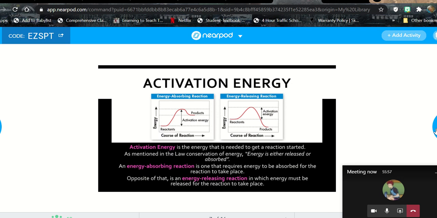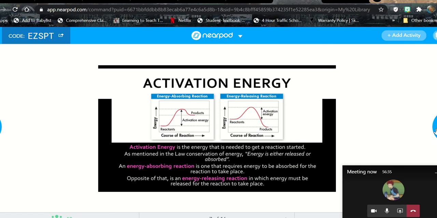As we mentioned in the law of conservation of energy, energy is either released or absorbed, right? So looking at these two charts, one of them is an example of an energy absorbing reaction, and the other side is an example of an energy releasing reaction. For example, the first one, an energy absorbing reaction, is one that requires energy to be absorbed for the reaction to take place. Before the reaction even happens, the chemical reaction needs to absorb some energy. So that's what the first one is showing.